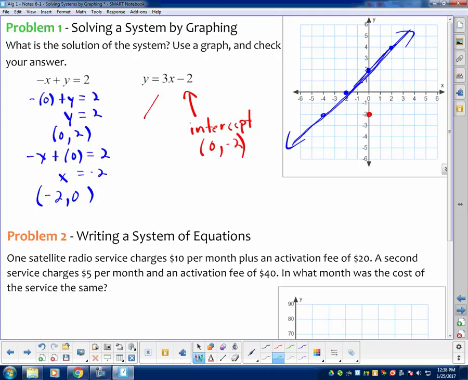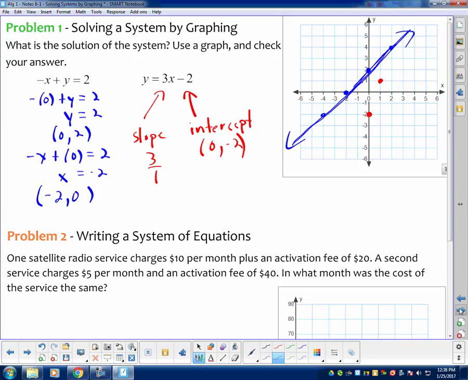And then slope. Can you tell me what the slope of this thing is? 3. And we usually list it as 3 over 1 so that I know what to do from this point. Can you give me instructions? What do I do from negative 2 if I want to do a slope of 3? What should I do from (0, negative 2) if I want to do a slope of 3? Go up 3, right 1. Yep, up 3, right 1.